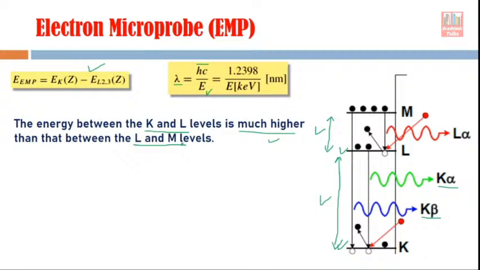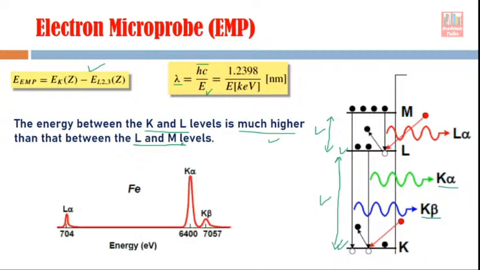Now let us consider one example. Suppose there is a sample, and in that sample iron atoms are present, or some trace impurities of iron are present, and we want to identify whether iron is present or not. For that we have to do this electron microprobe analysis, and we will get this kind of spectrum. Now you see, three different peaks are present at three different energies.